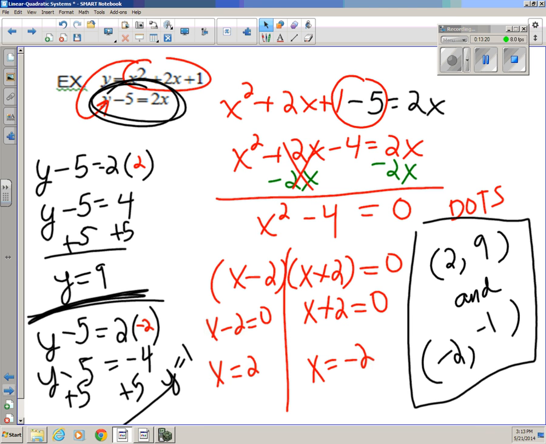Okay, so that's it. You're basically solving a quadratic in a linear system by graphing or algebraically. Regents will tell you what they want to do. If they tell you it's optional, you do whatever you like best.